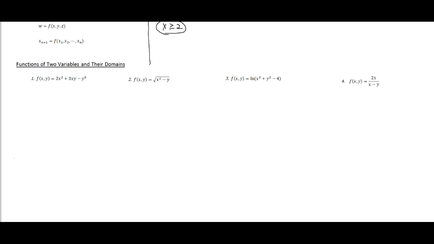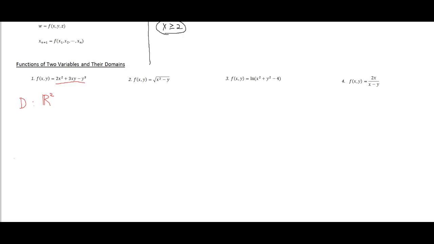Let's go through these 4 examples that I have here, starting with number 1. This function number 1 is a polynomial function. So there's no restriction as to what kind of value I can plug in for x or y. So the domain for this function is all possible ordered pairs x comma y. So in this case, the domain is going to be R2 itself.